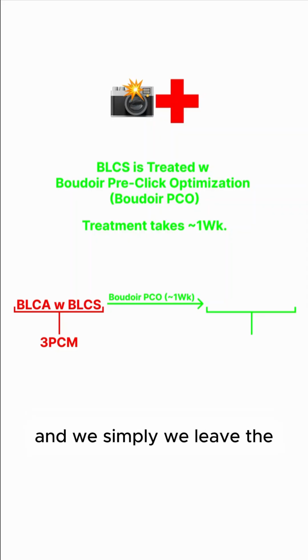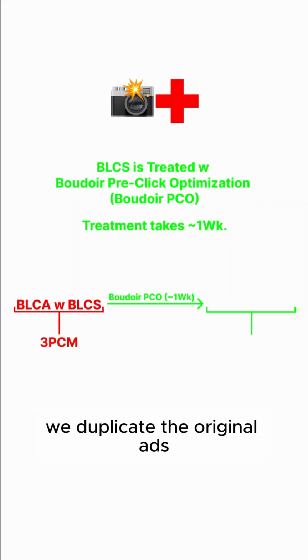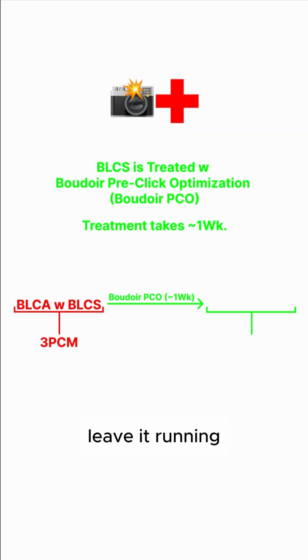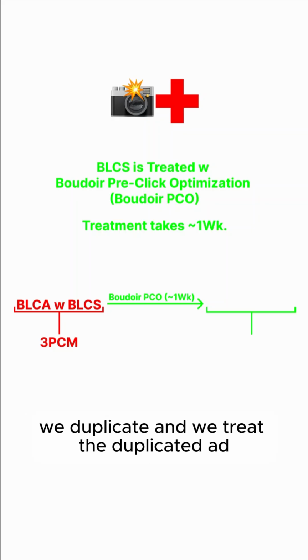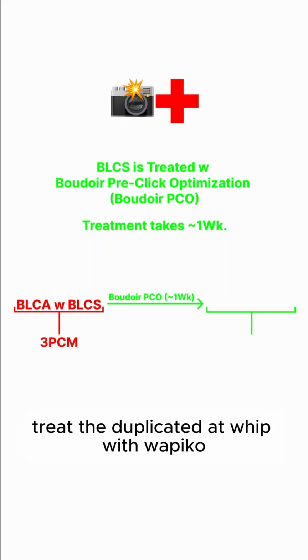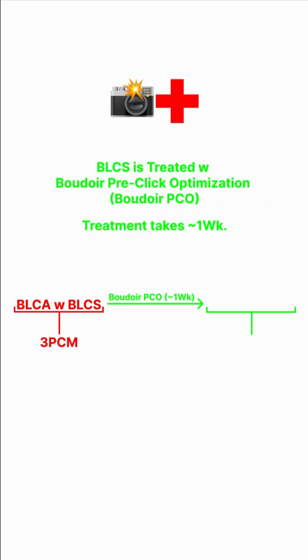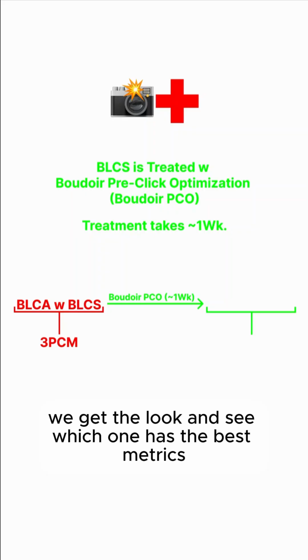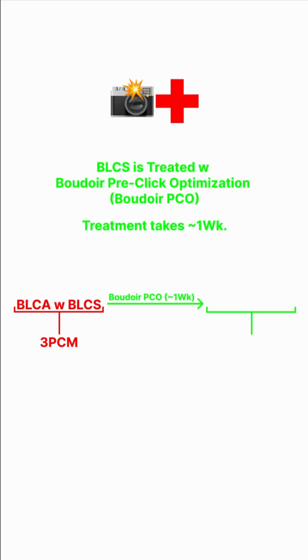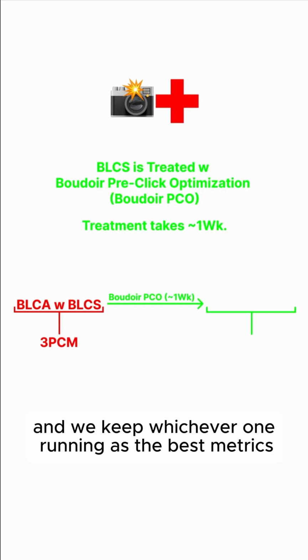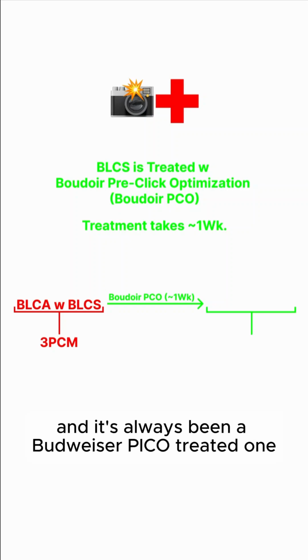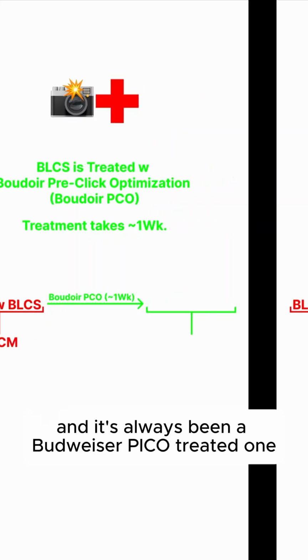We duplicate the original ad, so we leave the original as it is, leave it running. We duplicate and we treat the duplicated ad with Boudoir Pico, and after about a week, we look and see which one has the best metrics, and we keep whichever one has the best metrics running. And it's always been the Boudoir Pico treated one.